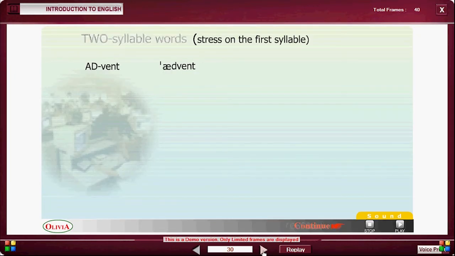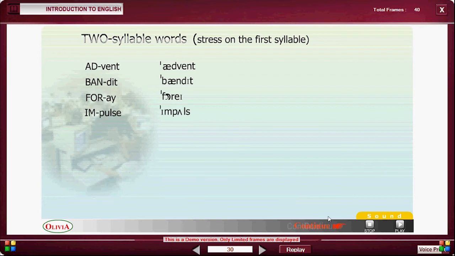Two-syllable words stress on the first syllable. Advent, bandit, foray, impulse, mobile, fragile. This is the word which we use at mobile, etc.